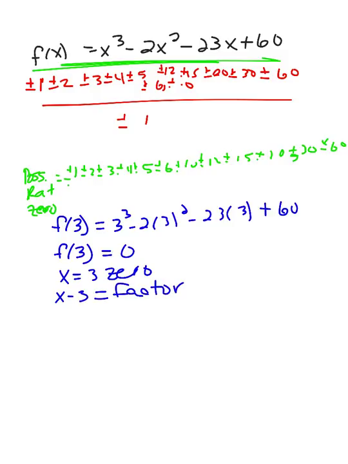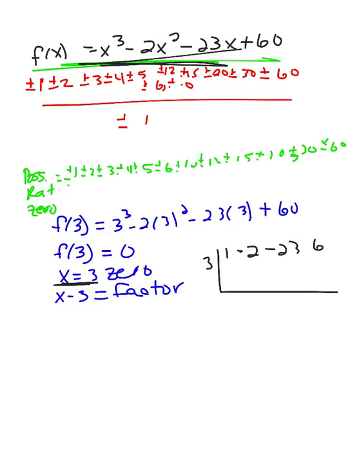All right, so now I'm going to start breaking this down using synthetic division. So I have 3 is a zero. Write down all my coefficients: 1, negative 2, negative 23, and 60. So I bring down the 1, I get 1. 3 times 1 is 3. Negative 2 plus 3 is 1. Times 3 is 3. Negative 23 plus 3 is negative 20. Times 3 is negative 60, and I get 0.